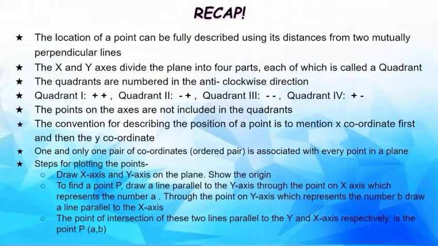First, draw the x-axis and y-axis on the plane, then show the origin. To find point P, draw a line parallel to the y-axis through the point on the x-axis, which represents the number A. Through the point on the y-axis, which represents the number B, draw a line parallel to the x-axis. The point of intersection of these two lines parallel to y-axis and x-axis respectively is the point P with coordinates A, B.